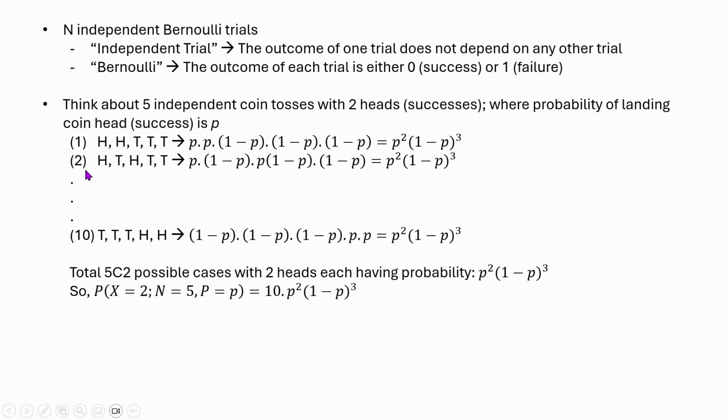Now there are 5C2, that means 10 such possible cases. I haven't listed all of them. Maybe the last one is this one. First 3 are tails and the last 2 are heads, and we are going to get the same probability. So using the law of total probability, the total probability for all these 10 cases is going to be 10 into P square into (1 minus P) whole cube.